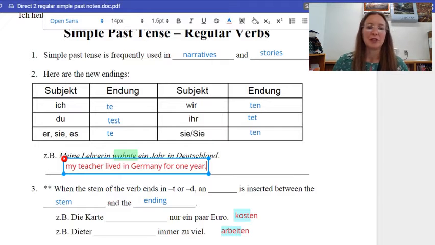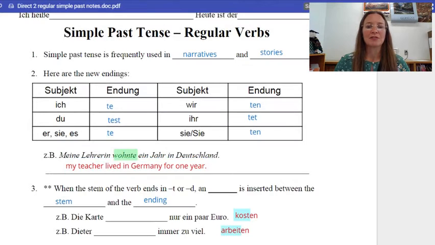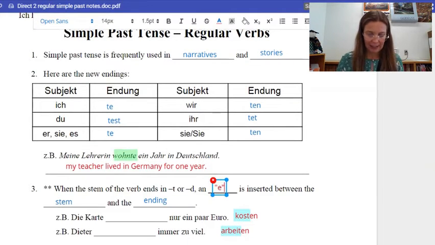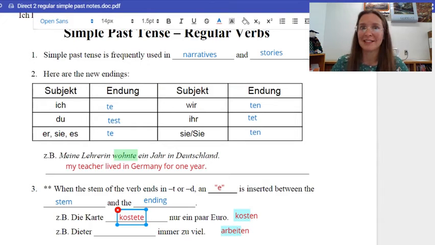So the only thing, there's a couple little exceptions, and one of them is that when the stem of the verb ends in the letter T or D, an extra little E is inserted between the stem and the ending. And that's just simply so it doesn't get lost, okay? So if our verb is kosten, you'll see that the stem ends in a T. And since I normally add a T to the ending, you can't really hear the difference in 2 T's or 1 T. So they add an extra E in there, so it becomes really apparent that this is the past tense, okay? So die Karte, I take my stem, which would be kost, and then I add an extra E before I put the TE ending. Now, it is difficult to say, kostete, okay?